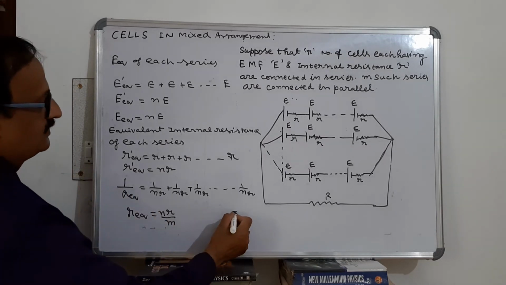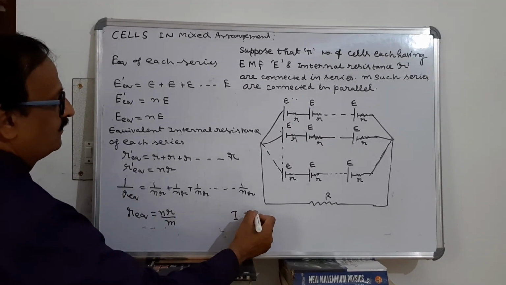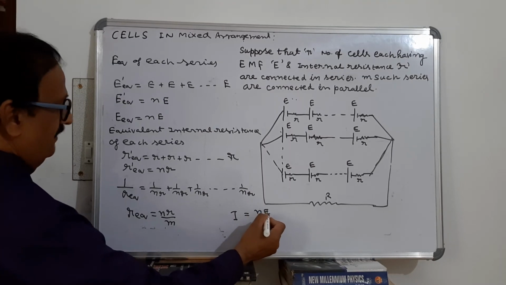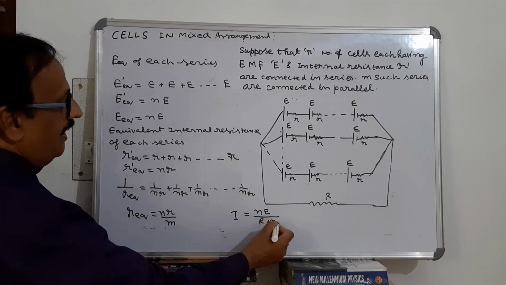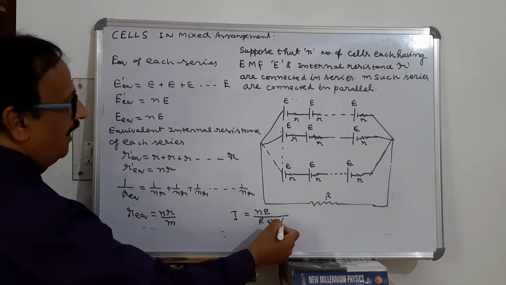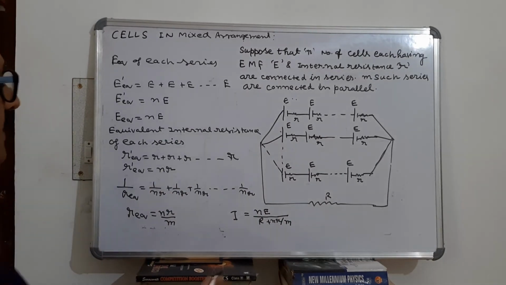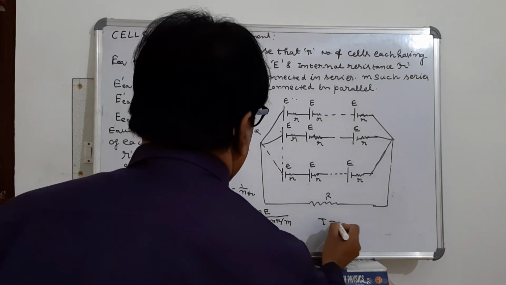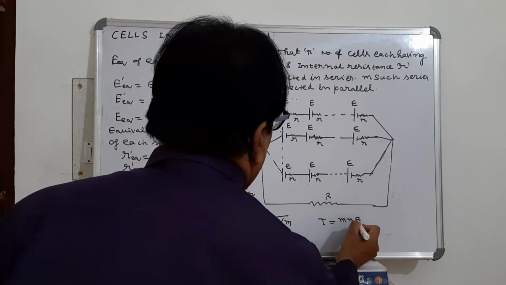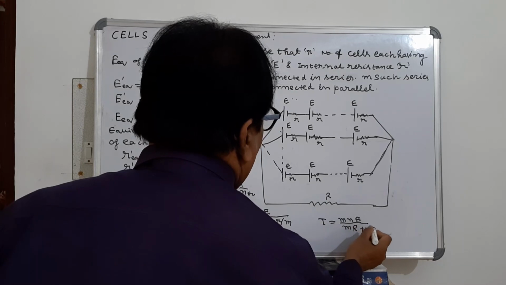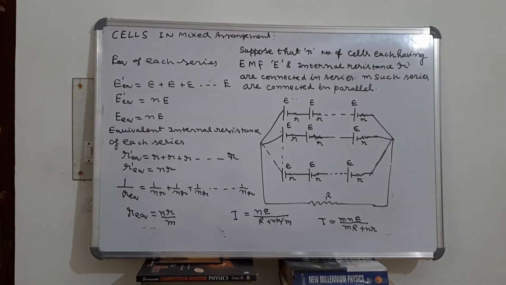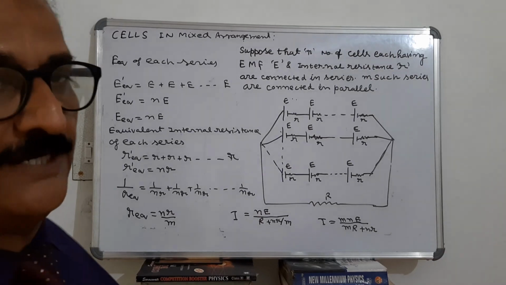And therefore, current through cell I will be equal to nE upon R plus nr by m. Or you can also write I is equal to mnE upon mR plus nr. This is the formula for current drawn from the cell when n number of cells are connected in series and m such series are connected in parallel.